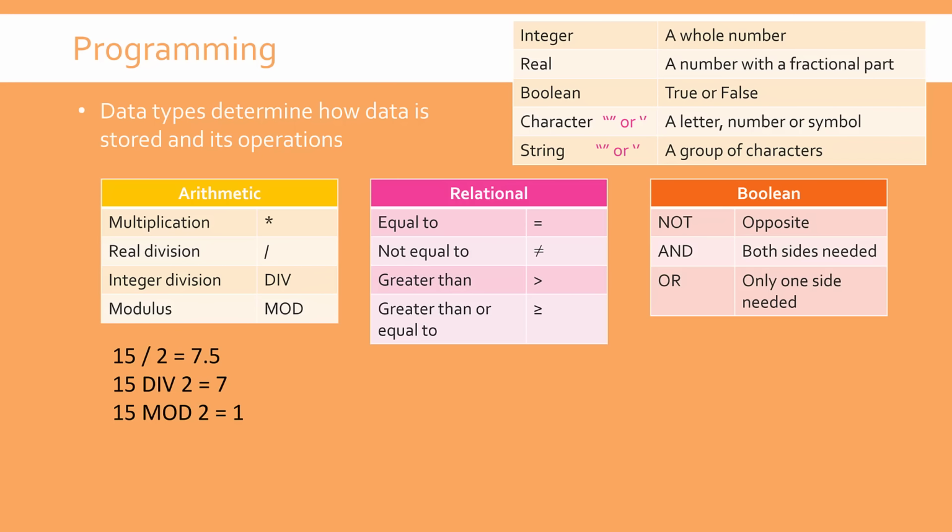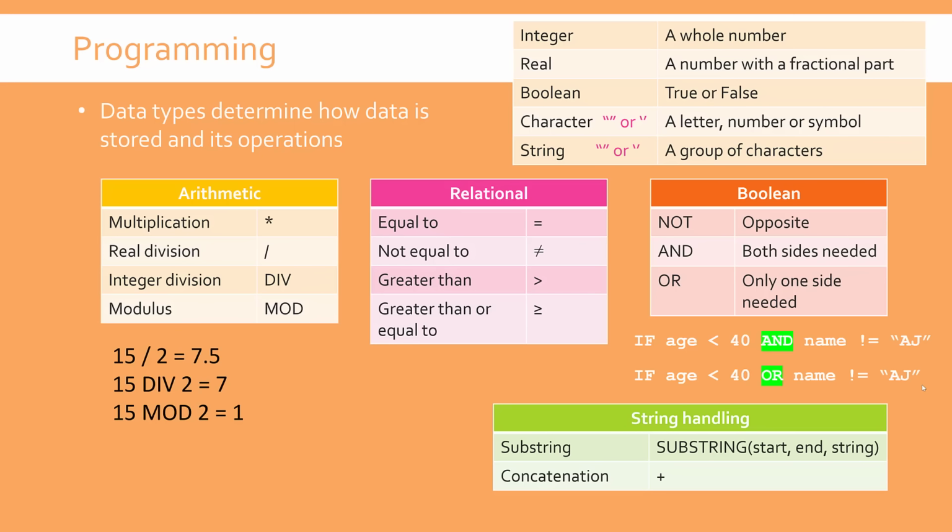You'll use the relational and Boolean operators in your conditions with if statements and while loops. Now, all I'd point out is in AQA pseudocode, 1 equal sign is how you do equal to, whereas in something like Python, you do 2 equal signs for a comparison. And here's an example of how you might use it with and or. So with and, both sides need to be true, and with or, only one side needs to be true for the entire condition to be true.